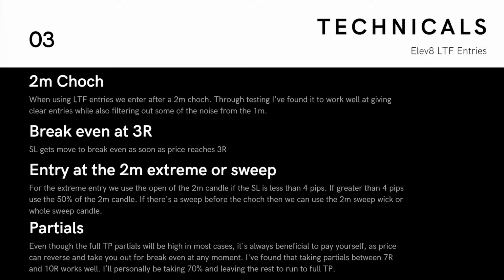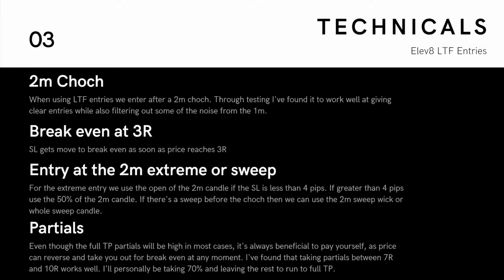Obviously with partials as well, what you can do is take higher partials while you're in low percent profit. So say for example, between 0 and 10% profit for the month, you would take 70% at 7R. And then as soon as you hit 10%, then you start taking less partials and leaving more to run. So what that does is provides a buffer.